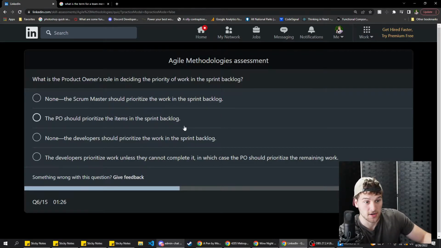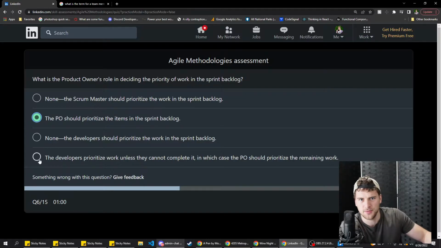All right, number six. What is the product owner's role in deciding the priority of work in the sprint backlog? I think they're the one that decides the priority of stuff. So I don't think it's A or C. We're going to skip those. The developers prioritize work and they cannot complete it. I don't think it's that one either. The PO, product owner, should prioritize the items in the sprint backlog. I think that's what it should be.